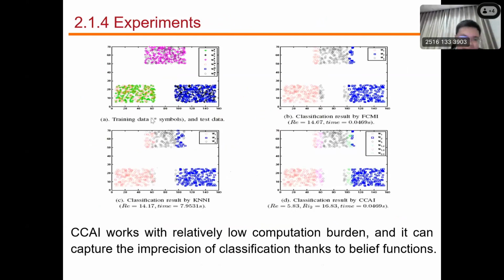This is some experimental result. We can see the Y values are missing. We just classify the object according to the X value. This is the traditional method, FCM imputation. This is KNN imputation, which does not allow objects to belong to a set of classes. In our method, we can commit some objects that are hard to classify to a set of classes, like the class omega 1 and omega 2, the class omega 1 and omega 3, and so on.